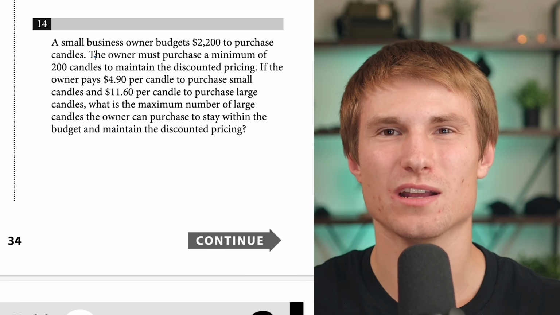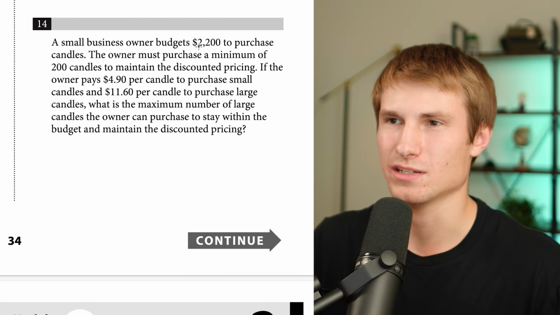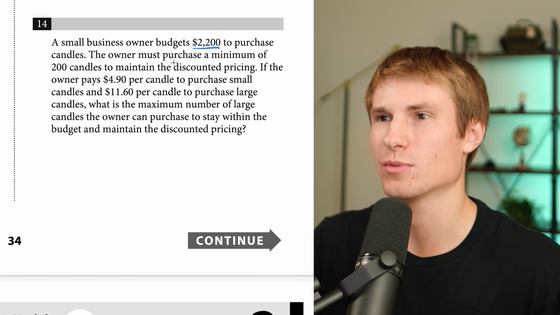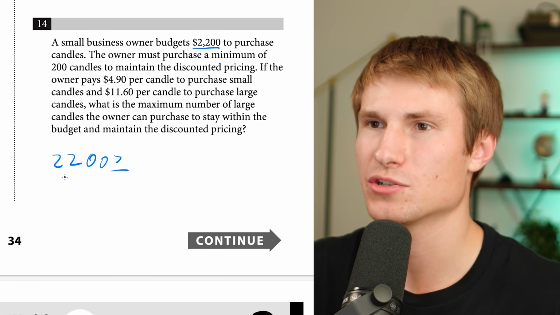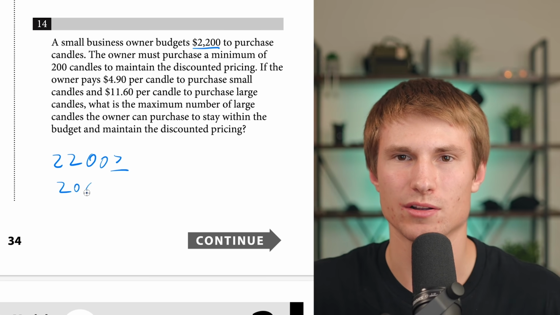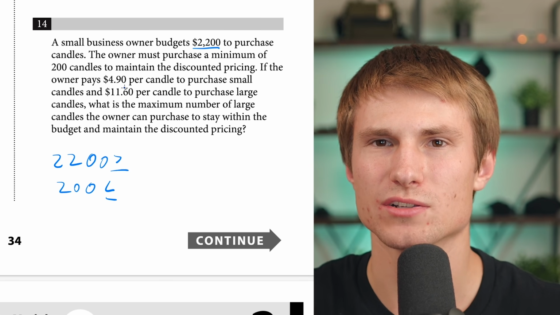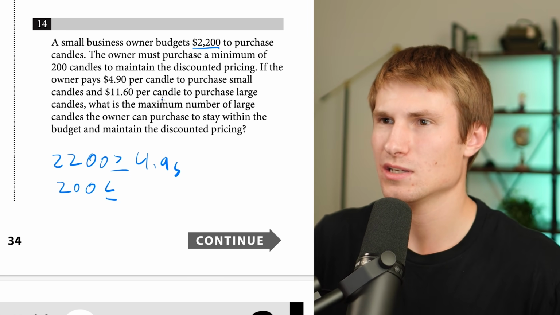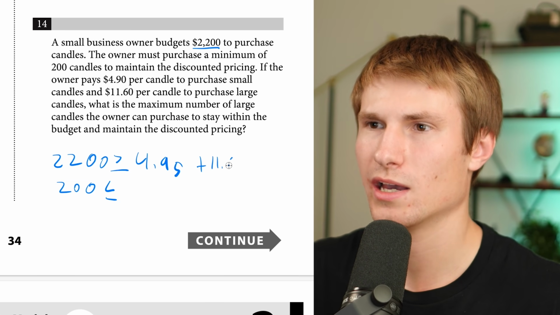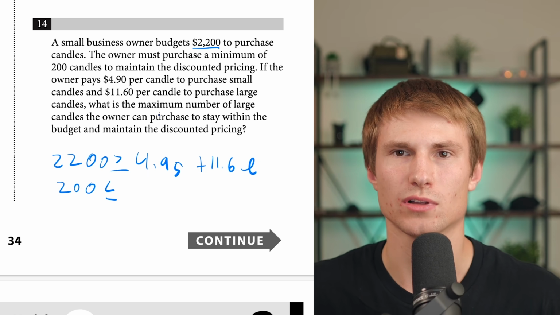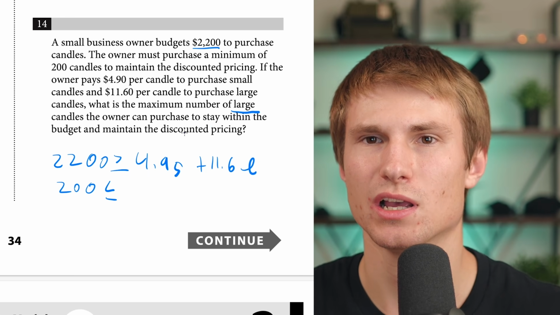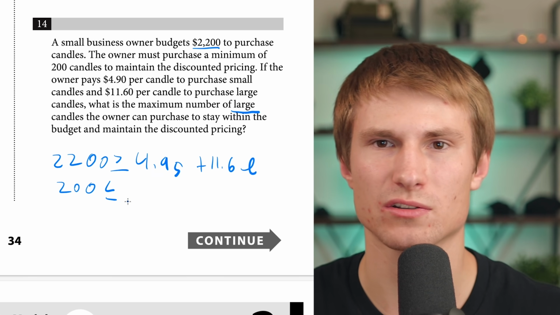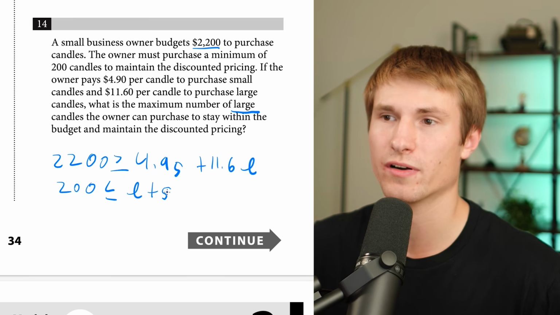Here's how to set up and solve the system of inequalities question on the SAT. Question 14 states a small business owner budgets $2,200 to purchase candles. The owner must purchase a minimum of 200 candles to maintain the discounted pricing. If the owner pays $4.90 per candle to purchase small candles and $11.60 per candle to purchase large candles, okay, I'm using S for small candles, I'll use L for large candles. What is the maximum number of large candles the owner can purchase to stay within the budget and maintain the discounted pricing? So we only have 2 candle sizes, so we can go ahead and determine the total number of our candles will be L plus S.